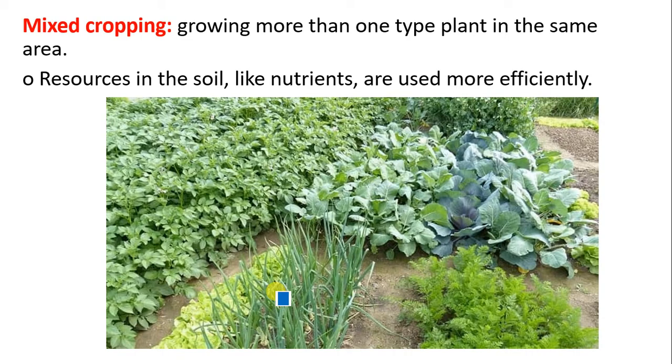Mixed cropping. I think this should be the last method to control soil erosion. Mixed cropping is growing more than one type of plant in the same area. Mixed cropping is different from mixed farming. Mixed farming is when you grow both crops and rear animals on the same plot of land, but mixed cropping has to do with growing more than one type of plant in the same area.